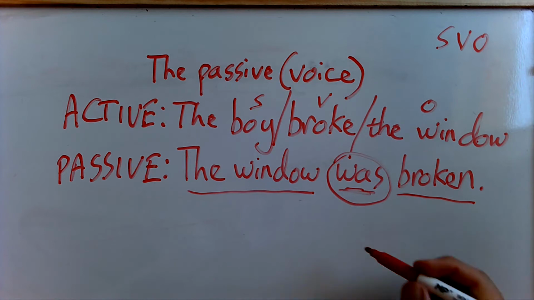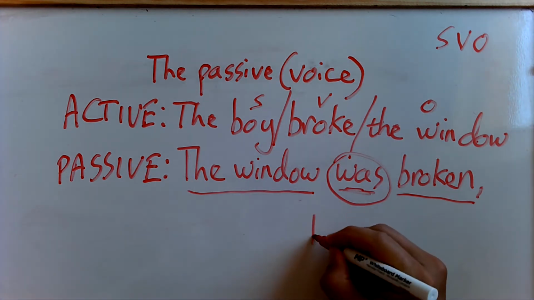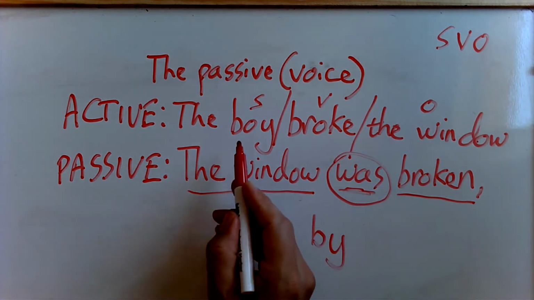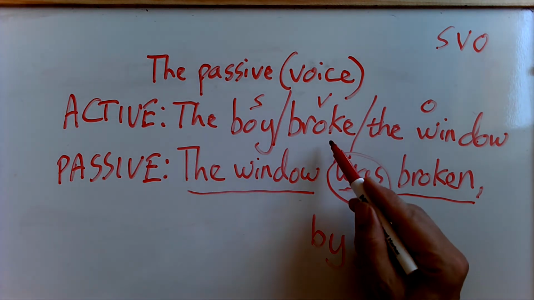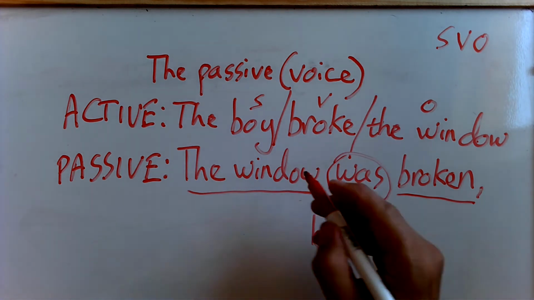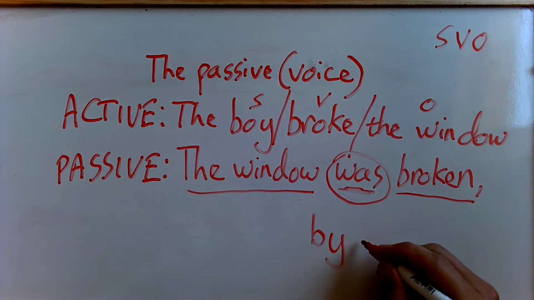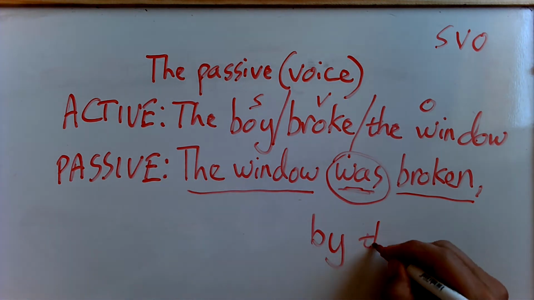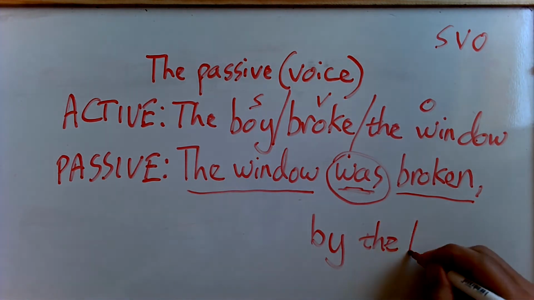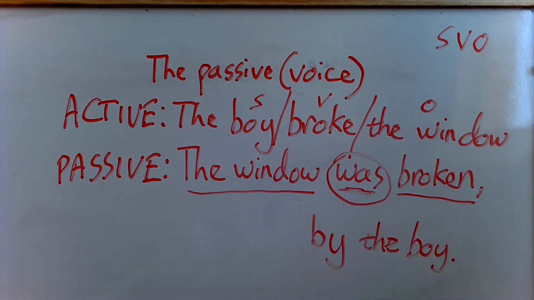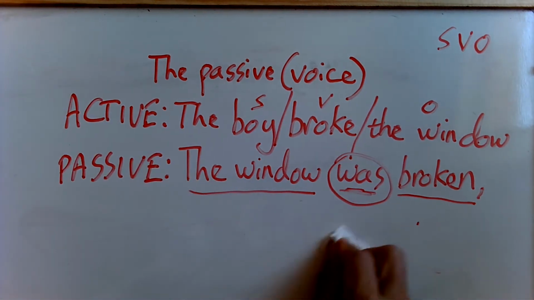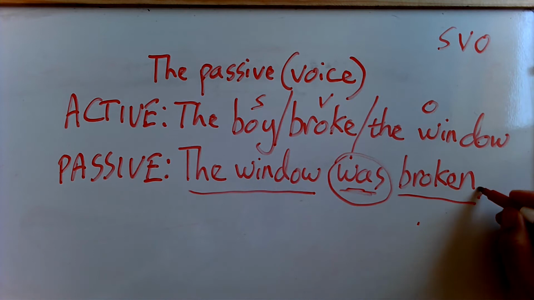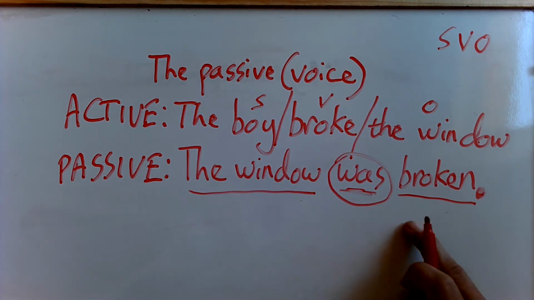We can add the agent, in this case the subject. The agent is the person who does the act. We can add the agent at the end with the word by. The window was broken by the boy. This is passive, and if we delete by the boy and leave the sentence as is, this is also the passive.